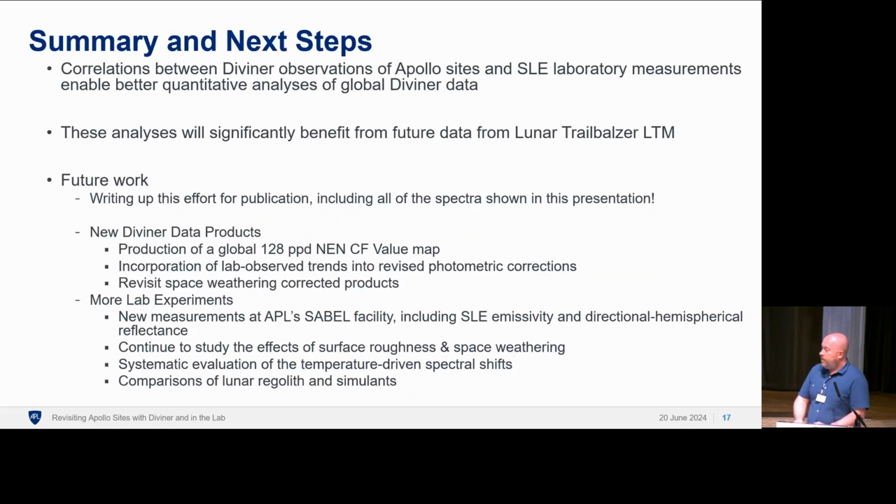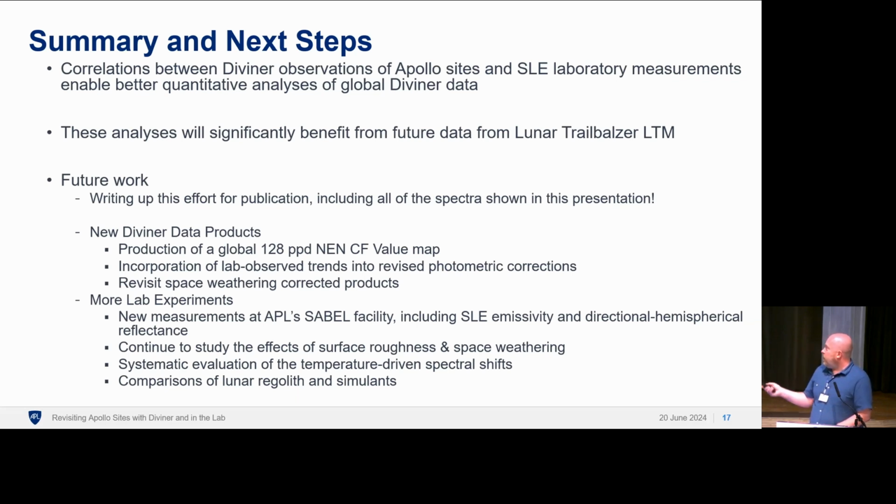All right, so in summary, we are doing these correlations between Diviner observations and these data to enable more quantitative analysis of the Diviner data. Keep in mind, the Diviner data are 3-point spectra, whereas we are going to soon be getting much higher spectral resolution and spectral range data from Lunar Trailblazer. So I really hope that that team takes a similar approach and looks at these Apollo sites. We're happy to make these data available to them.